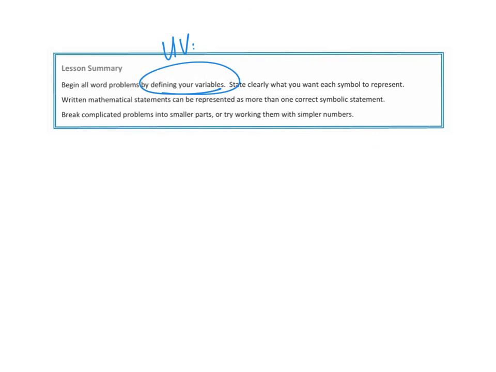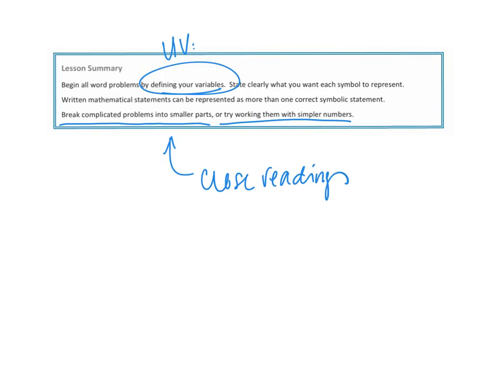And lastly, just make sure that you're breaking these problems down into smaller parts. Try working them with simpler numbers. So this is where our close reading comes in. It's super important in math to close read so that we know what we're doing, the order that we're doing it in, and we're not getting so confused. And so I guess before you move on to your independent practice, make sure you're always doing your close reading and make sure you are defining your unknown variables. And you should be good.